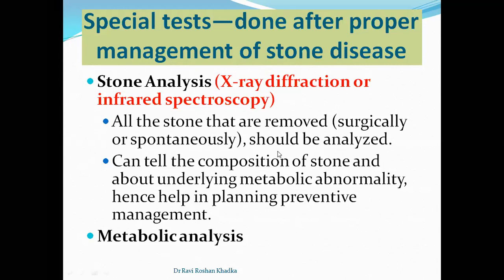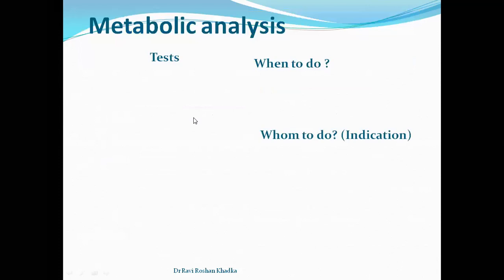As I have already told you, there are a lot of metabolic disorders that occur, right? Hypercalcemia, hypercalciuria, hyperoxaluria, cystinuria, and then hyperuricosuria or hypocitraturia. In those cases, all of them can be identified by a metabolic analysis. Metabolic analysis is a test where we do tests in the urine and in the blood.